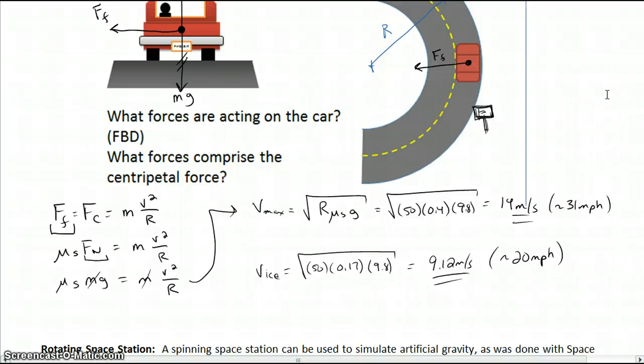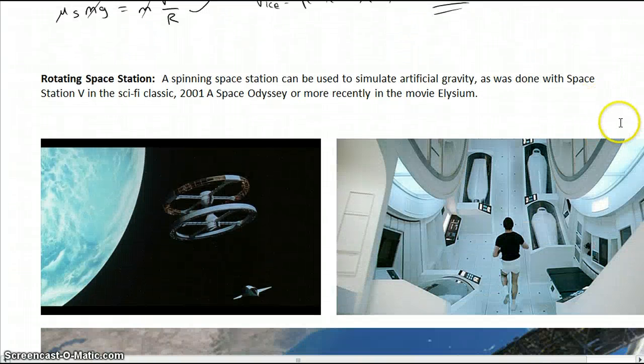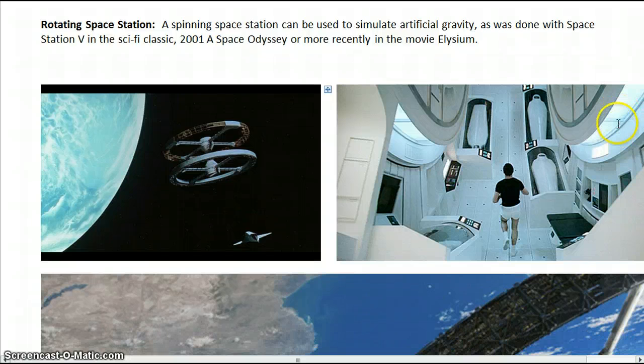This last problem is a particular favorite of mine because I am a science fiction junkie. I love science fiction. I love it when it's good science fiction. I love it when it's bad because then I can make fun of it. I love it when the physics is good. I love it when the physics is bad. I just love it. And one of the staples of science fiction is the rotating space station.